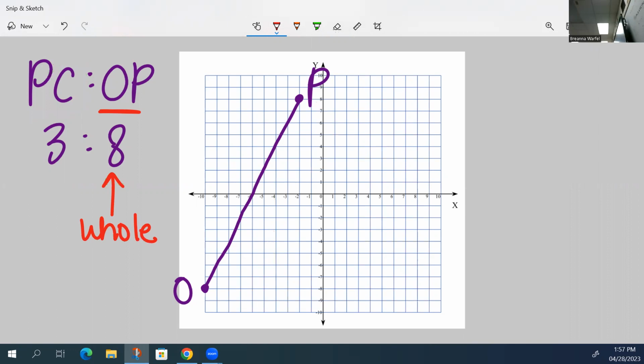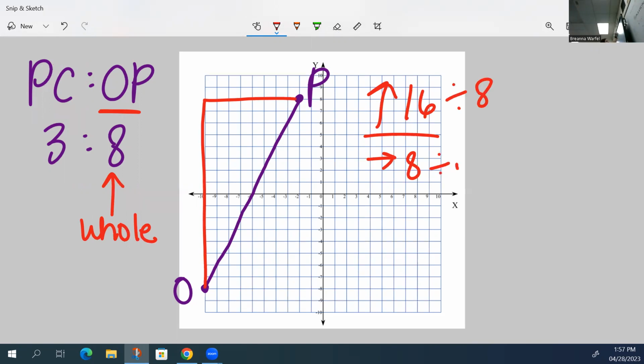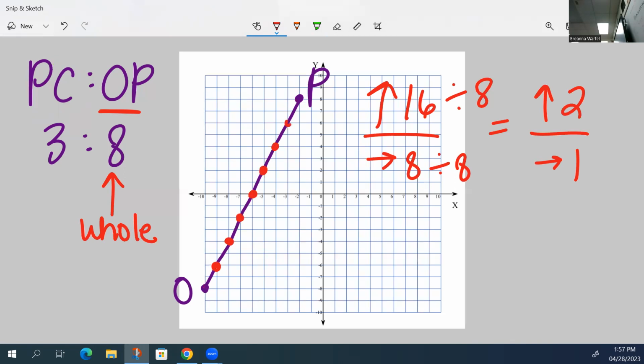And what you're going to do is find your slope. So you're going up 16 and over 8. And you need to break that into 8 sections. So that means you're going to change your slope to up 2 and over 1. And that's going to allow you to get your 8 parts. So 1, 2, 3, 4, 5, 6, 7. And then you have your 8 different parts. You can count them. 1, 2, 3, 4, 5, 6, 7, 8 parts.